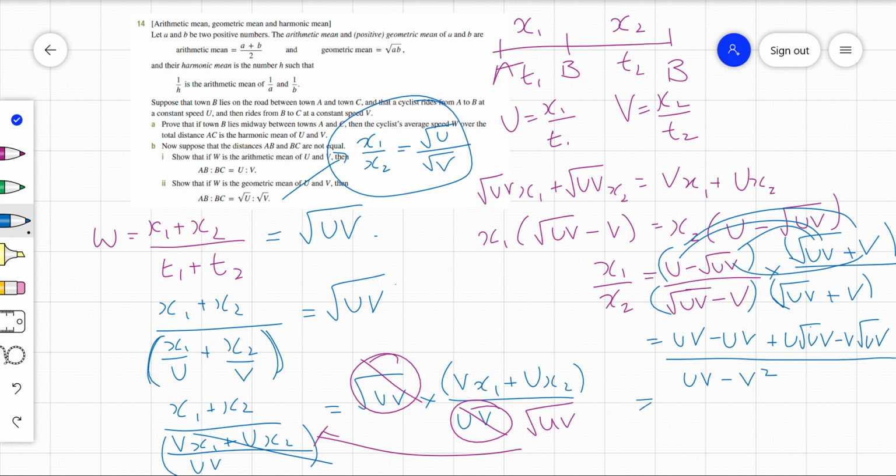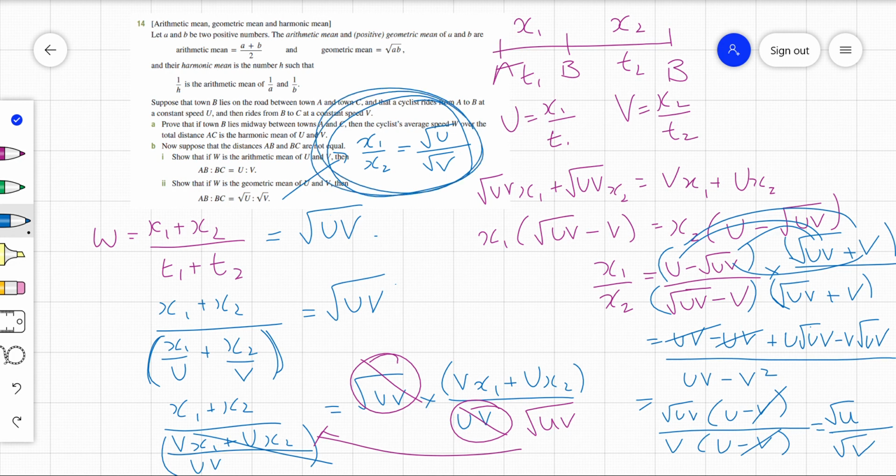Alright, so of course these cancelled, and if I factorise by square root uv, you've got u minus v on top, and if I factorise by v, I've got u minus v on the bottom, so those now cancel. And then if you think about it, now that I've run out of room, I'll just have to write it here. So if I write the square root of u, then you've got square root v on v, which is the same as square root v on the bottom. Use maybe index laws to help you. So you can see now I've got x1 on x2 is the square root of u on square root v, which means ab to bc is square root u to square root v.